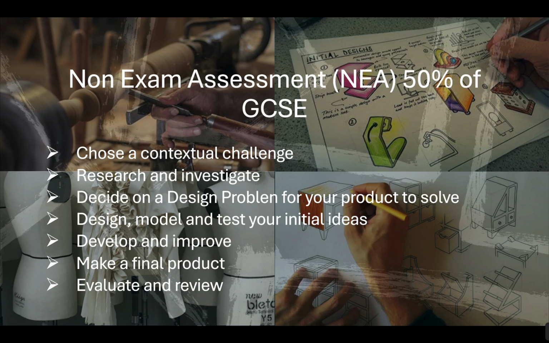You'll select the one that appeals to you the most, and you will then start to research and investigate that area, that contextual challenge. Once you've done some investigation, you'll then decide on a design problem for your product to solve. So you'll start thinking about what you want it to do and how you want to solve that problem. Then you'll start designing and modelling and testing your initial ideas, and we'll then go into the development phase where you'll develop and improve your idea. Finally, you'll make a final product, and then you'll review and evaluate it. And all of this is handed in around Easter time of year 11. So it's about 10 months worth of work that will equate to 50% of your GCSE.